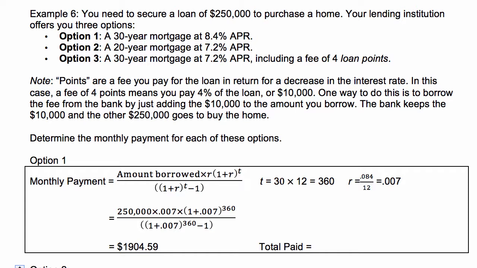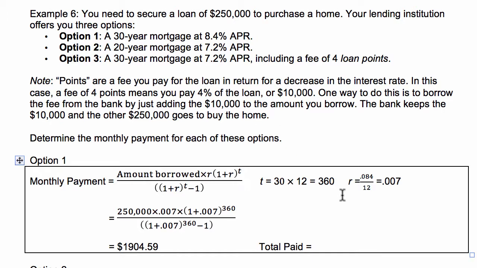Determine the monthly payment for each of these options. Notice we use the monthly payment formula found at the beginning of the section. For option 1, the amount borrowed was $250,000. T, the term of the loan in months, was 30 times 12, or 360. Remember, option 1 included a 30-year mortgage.